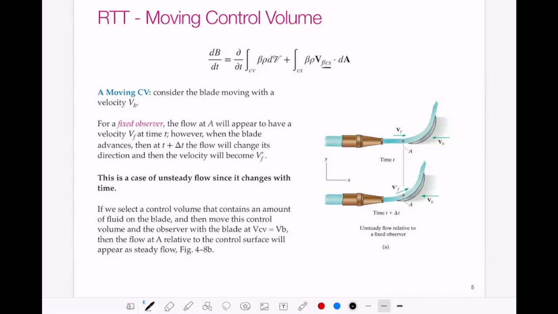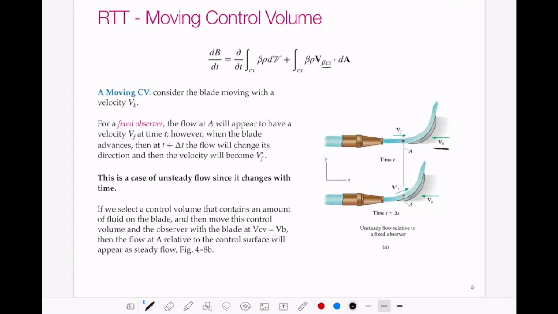From a fixed observer, so if we're standing still, we have the flow of water at A appearing to have a velocity Vf at time t. So that is the velocity of the fluid. And we're fixed, and the blade at B is moving into the stream, so it's moving towards the nozzle. However, when the blade advances, then at t plus delta t, the flow will change its direction, and the velocity will become v prime.